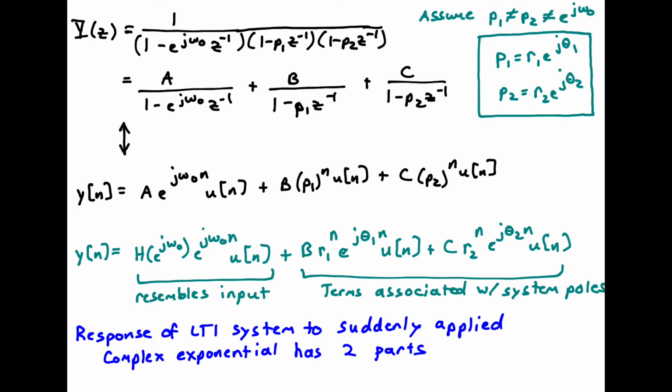And we didn't assume a specific value for the poles. We just assumed that we could write them as r1 e to the j theta 1 and r2 e to the j theta 2. So this response of an LTI system, a second order LTI system to a suddenly applied complex exponential, has these two parts. One resembles the input, and it's scaled by the frequency response at the frequency of the exponential, and the other are terms associated with the system poles.